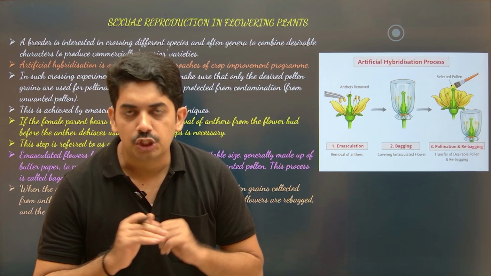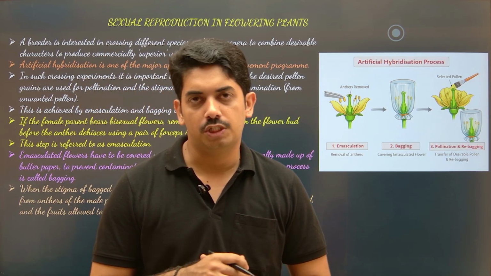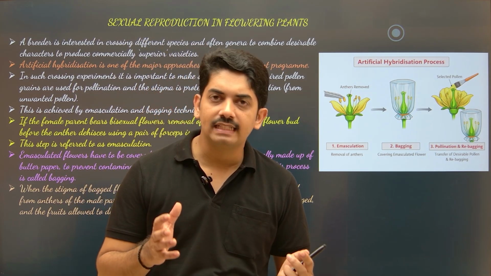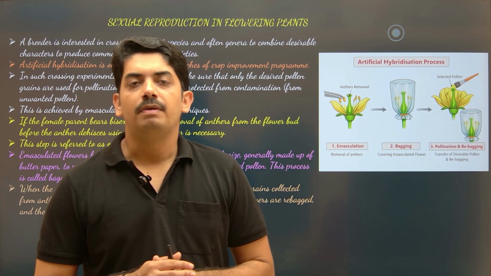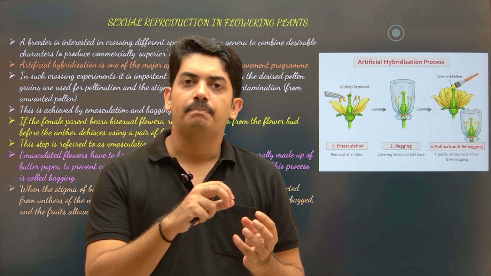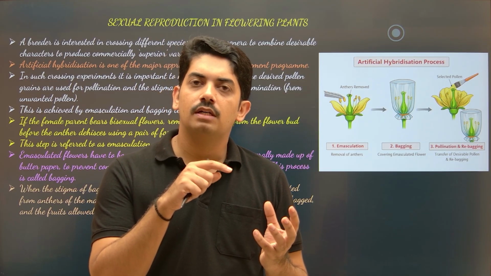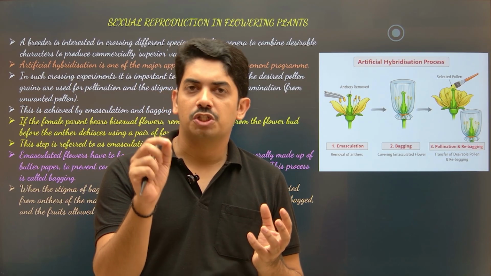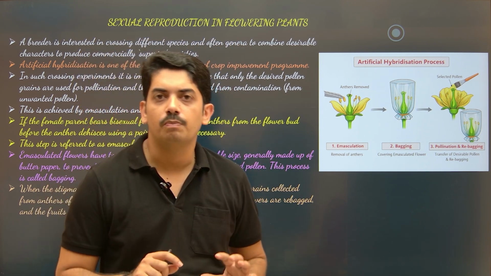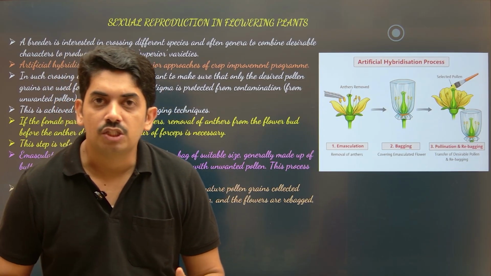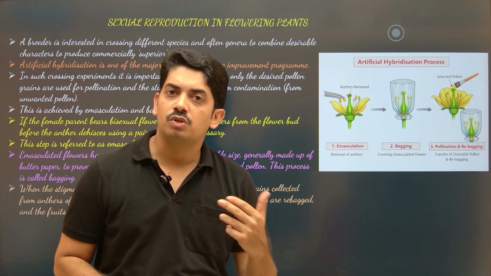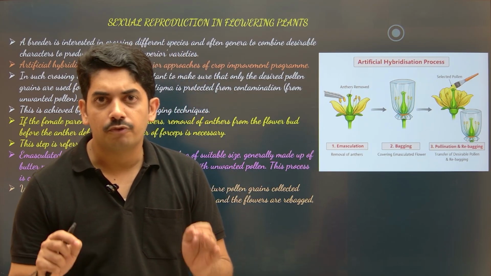Suppose the plant is bisexual, producing androecium and gynoecium. What will a plant breeder do? He will take the plant, say for example a pea plant, before anthesis, before the flower opens, and take out the petals and observe the stamens. With the help of a small suction pump, or with the help of needles, he removes all the male reproductive part, that is the stamen. This process is called emasculation. Very important: in artificial hybridization, emasculation means removal of stamen from the flower.